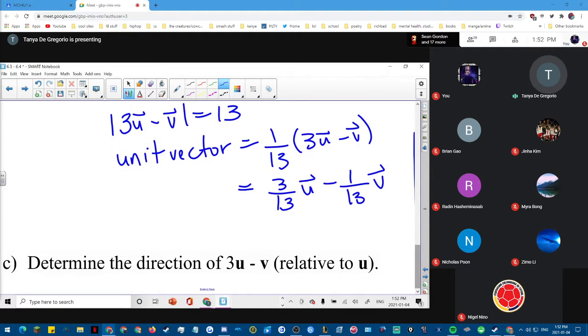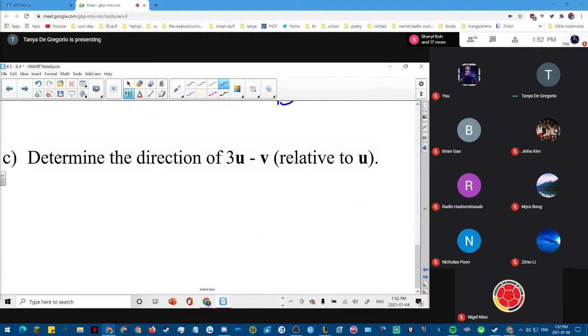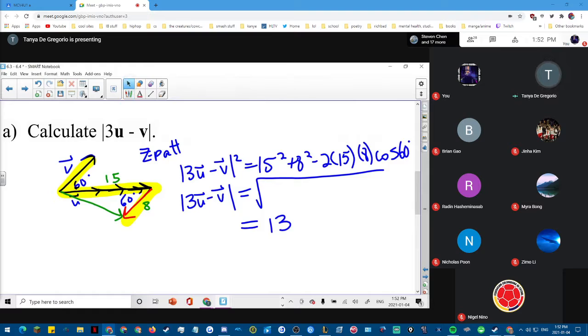Okay, now determine the direction. So I'm going to have to draw again. I need that drawing back. Actually, I might just copy it and paste it. It might be easier. Let me see if I can do that. Come on. No. There we go.